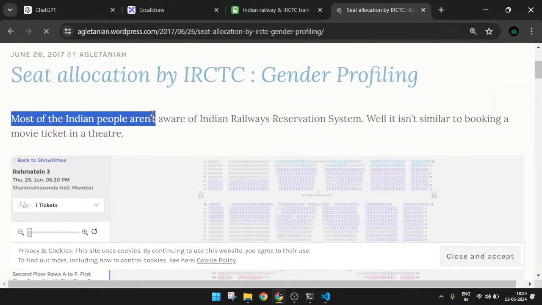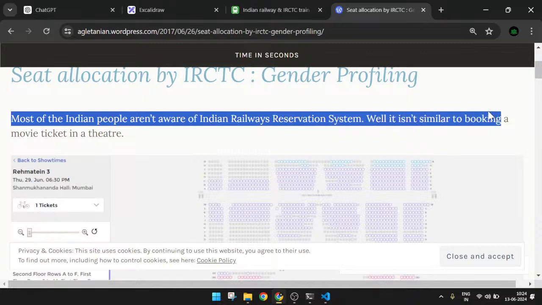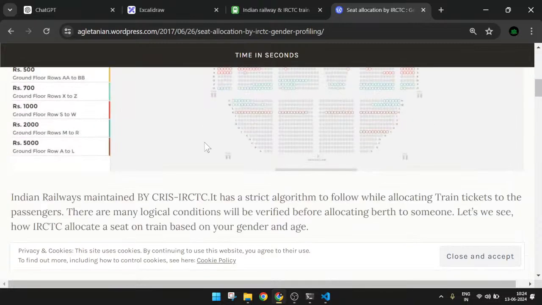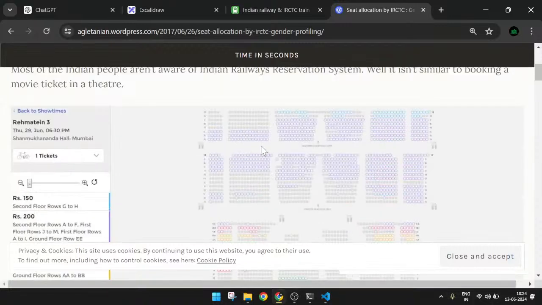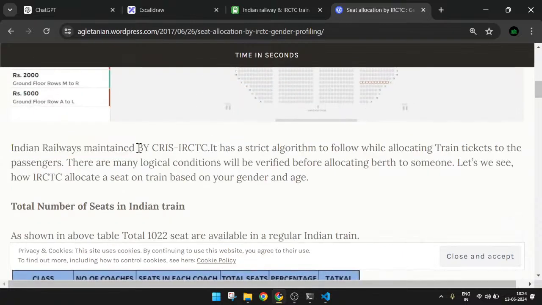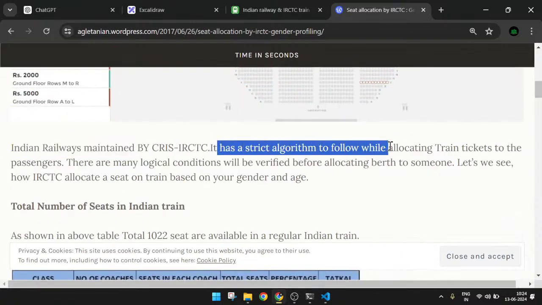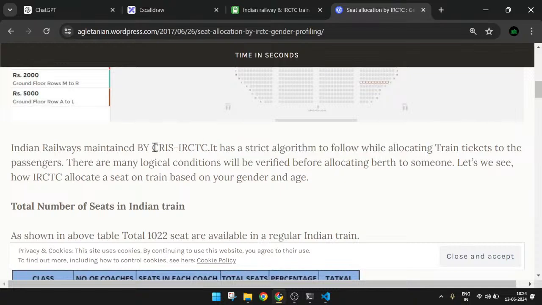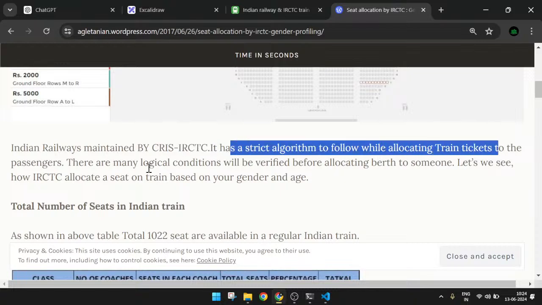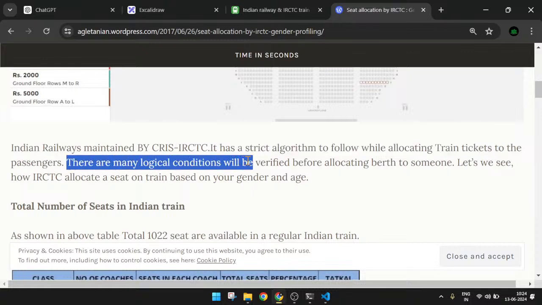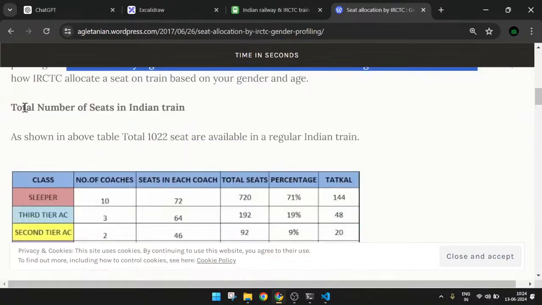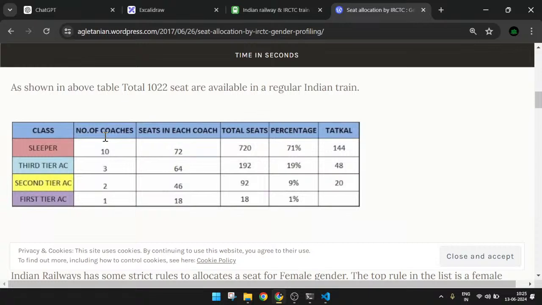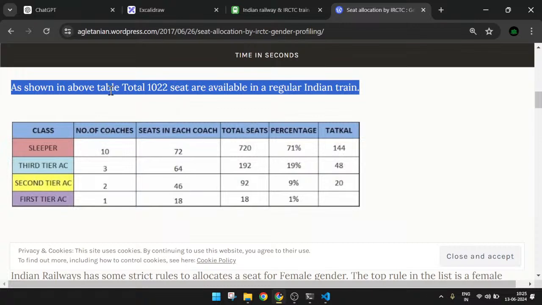Most of the Indian people aren't aware of Indian reservation system. Well, it's similar to booking movie ticket in a theater. In the Indian rail, oh my god, what is this? This diagram is so weird. It is strict algorithm to follow while allocating train tickets to passenger. There are many logical conditions which will be verified before allocating berth to someone. Let's see how. Okay. Total number of seats in Indian train. Okay, so not only one bogie, the whole train is considered.